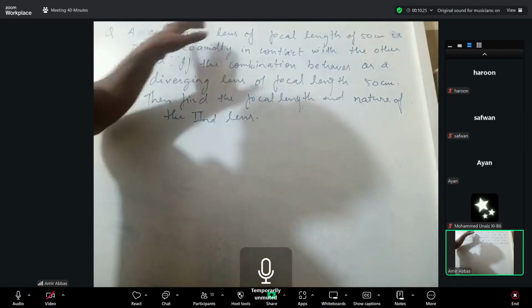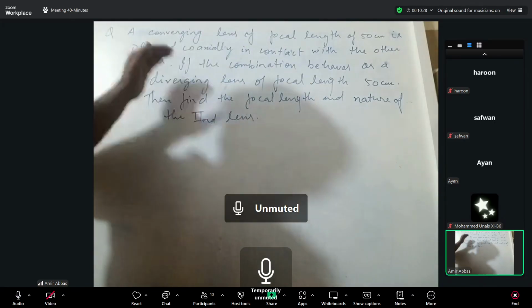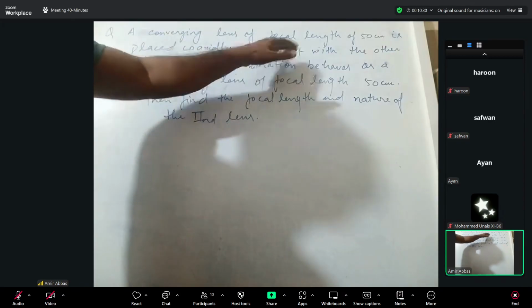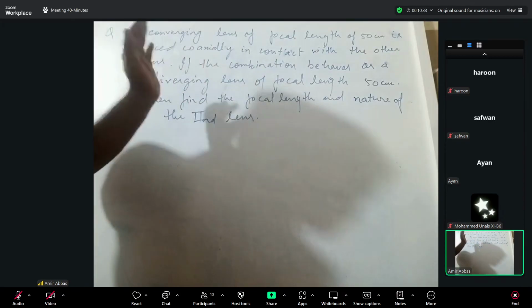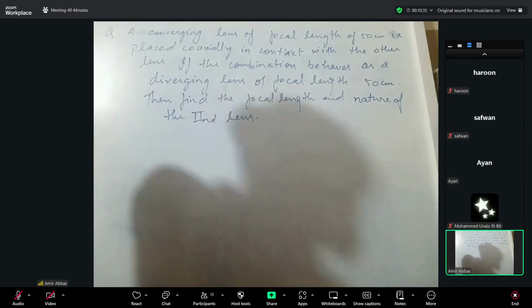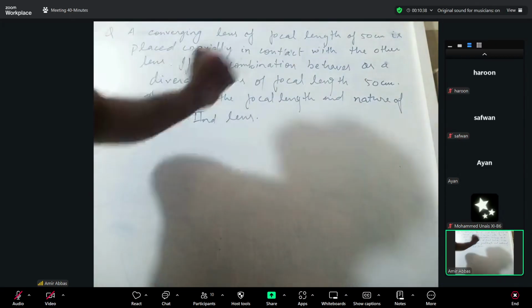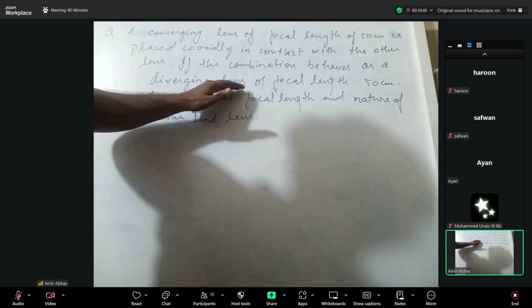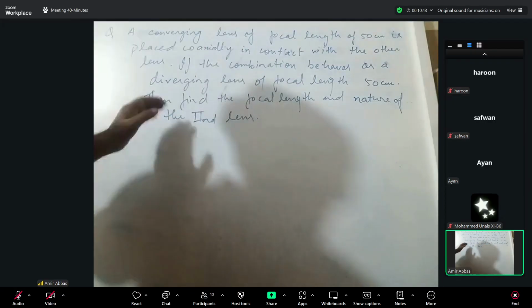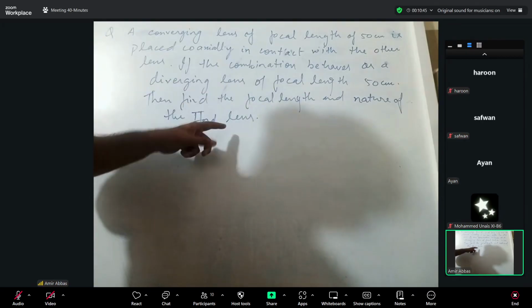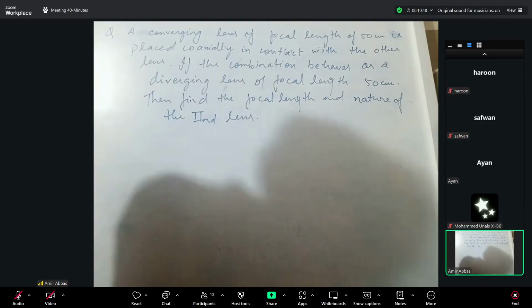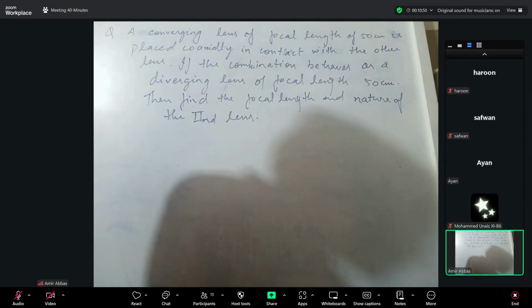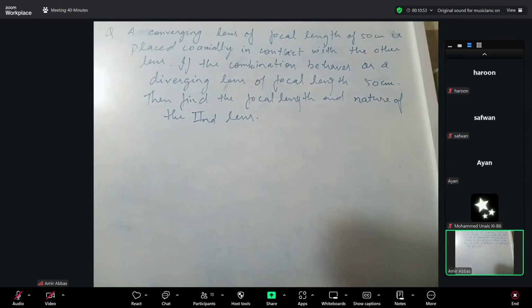A converging lens of focal length 50 centimeters is placed coaxially in contact with the other lens. We don't know about the other lens. If the combination of these two lenses behaves as a diverging lens of focal length 50 centimeters, then what will be the nature and focal length of the second lens? Have you got this? I hope all of you can do this. Yes, very good.